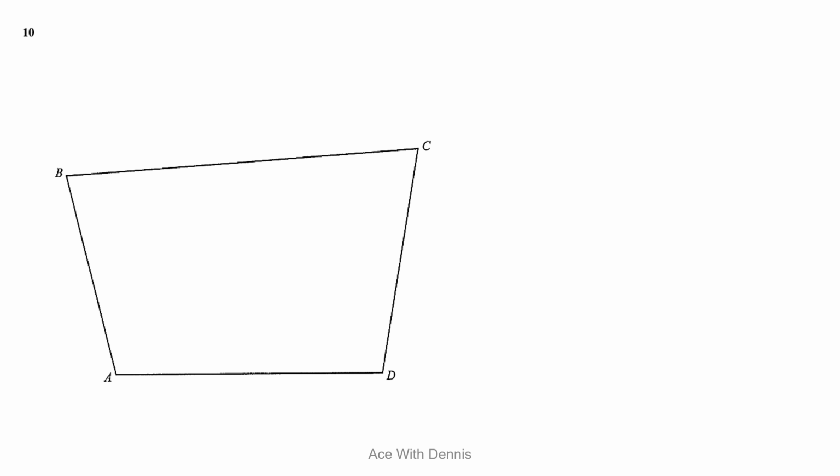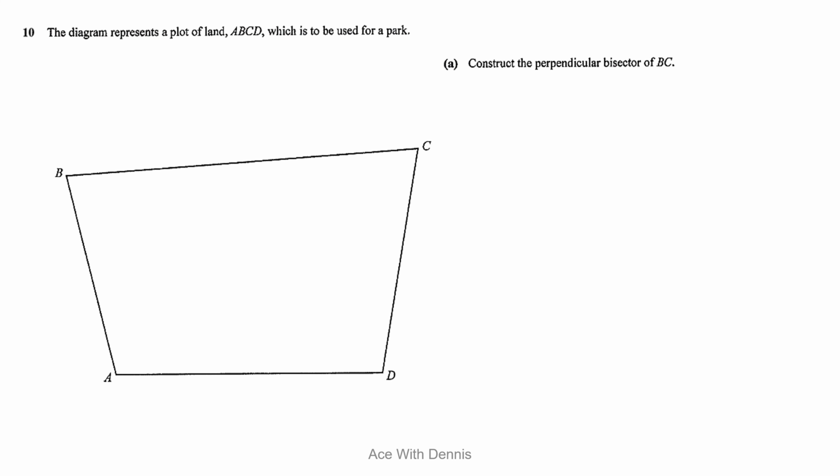Question 10. Given this diagram, the diagram represents a plot of land ABCD, which is to be used for a park. Part A. Construct the perpendicular bisector of BC. 1 mark. Alright, to construct the perpendicular bisector, first we place the compass with the needle pointing at point B, and we open the legs of the compass so that the distance between the needle and the pencil is more than half of the line BC.